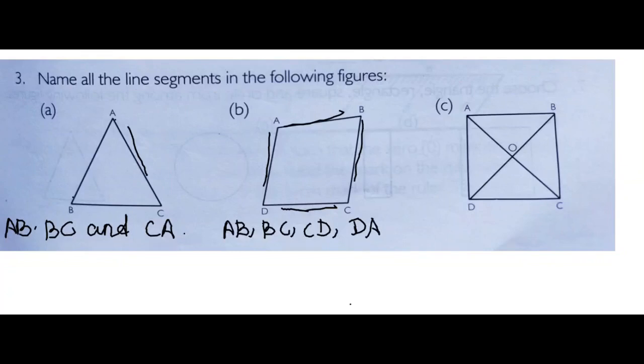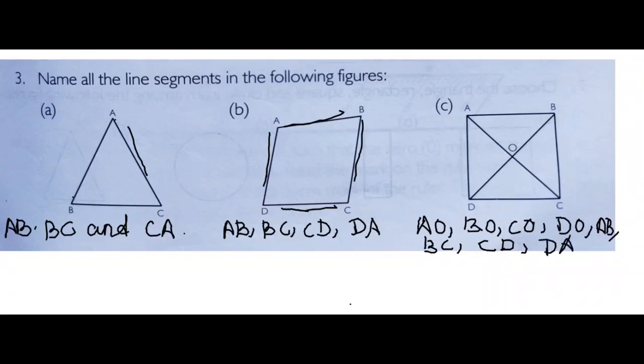Now in C, children, you can see there are many line segments. Yes, you can write AO, comma, BO, comma, CO, comma, DO. Yes, and you can write AB, comma, BC, comma, CD, comma, DA. More line segments are there. You can write AC and DB also, because these are also line segments.